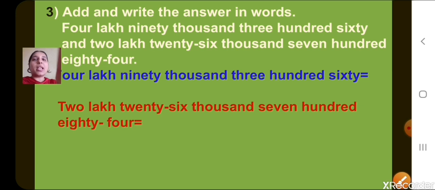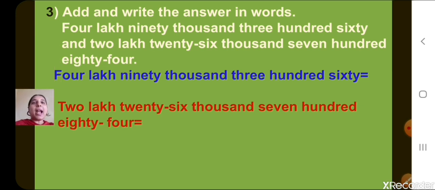Now let's move to the next question. Okay, next question is add and write the answer in words. So the addends are being given here in words. So first, for adding, what do we have to do? First we have to convert them to numerals. The addends which are being given here in words, first we will convert them to numerals, because then only we can add them, isn't it?